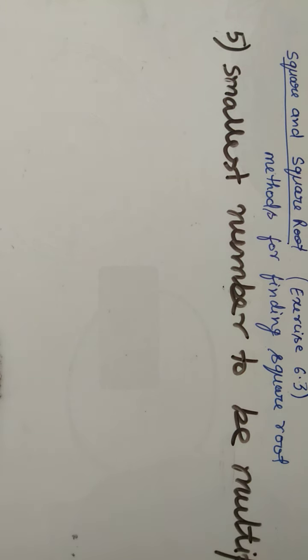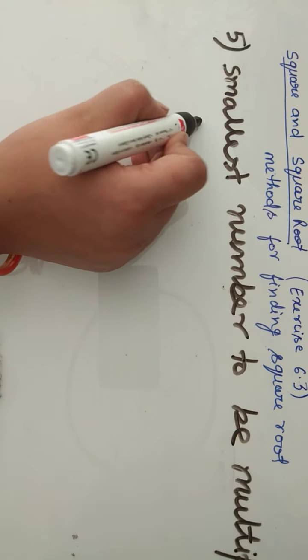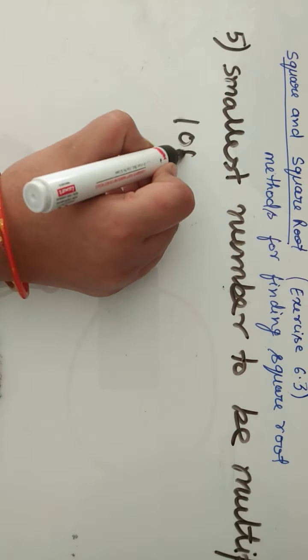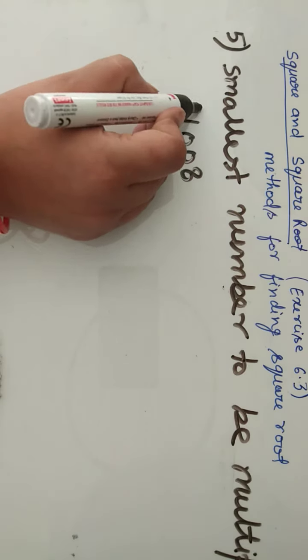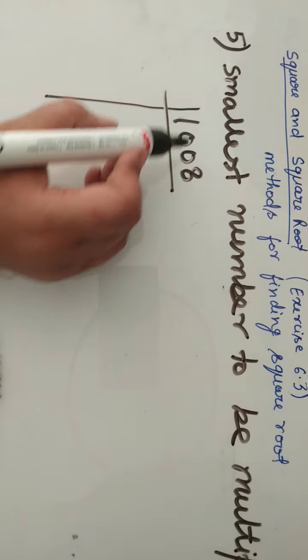Whenever we have a question about what to multiply or what to divide, let's see one of the questions. For example, we have the number 1008. Now the question is, what needs to be multiplied? So first of all, we will find its factors.